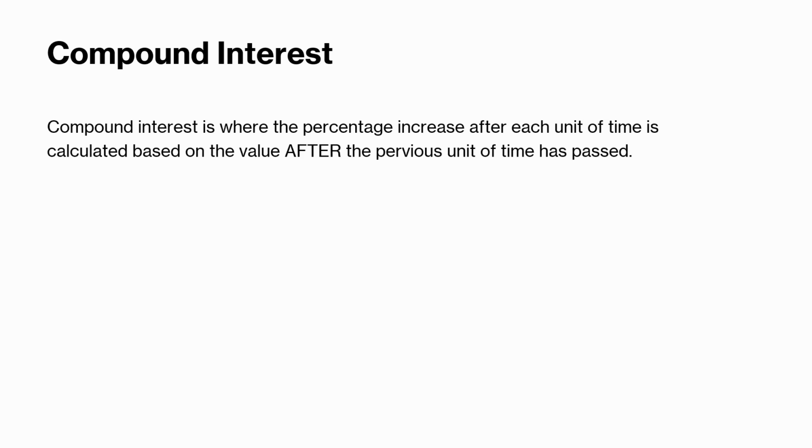So the initial value was 200. The increase was $10. The increase is the same each year. It's $10 each year. In compound interest, the first year would be $10, so 200 plus 10 gives us 210. Then for the second year, our initial value is not 200. Our initial value would be 210. So we'd calculate that again for the second year, and then so on for the third year and fourth year, and so on. This is also sometimes called cumulative interest.